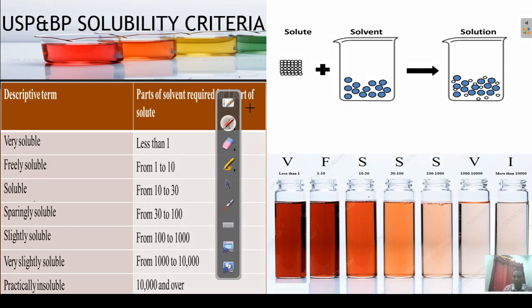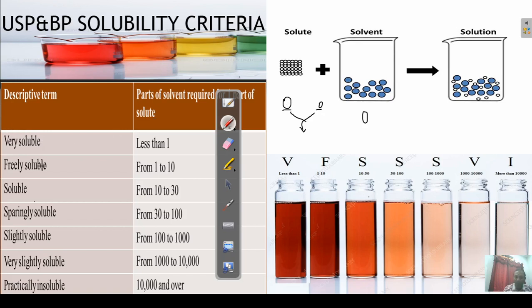Let us take one part of solute here and one part of solvent. If one part of solute gets dissolved in less than one part of solvent, then it means this solute is very soluble in the solvent. So we can understand from this example, the first term, very soluble: if one part of solute gets dissolved in less than one part of solvent, this solute is very soluble.